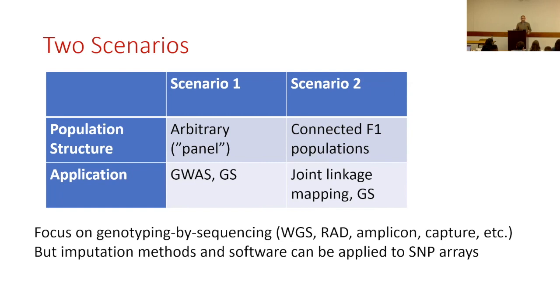Most of what I'm going to focus on today is marker data sets that are generated by sequencing technologies. It could be whole genome sequencing, restriction enzyme-based complexity reduction, amplicon sequencing, and so on and so forth. But the same methods and software can be easily applied to SNP arrays, so I'll touch a little on that at the end.